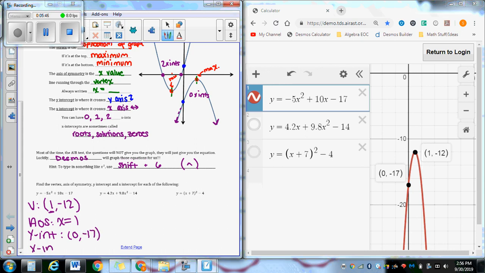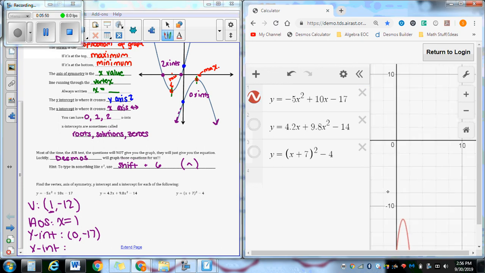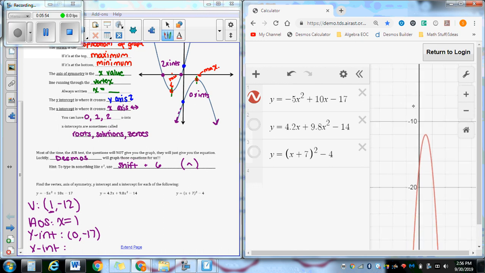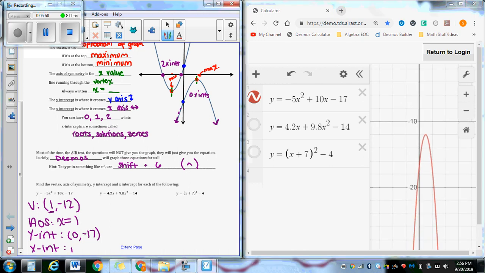My x-intercepts are where it crosses the x-axis. Now, this one, I'll move it a little bit. The x-axis is this bold line right here. This graph never crosses the x-axis, so it has no x-intercepts at all. It will never hit the x-axis, much less once or twice. So just none. That is a perfectly allowable answer.